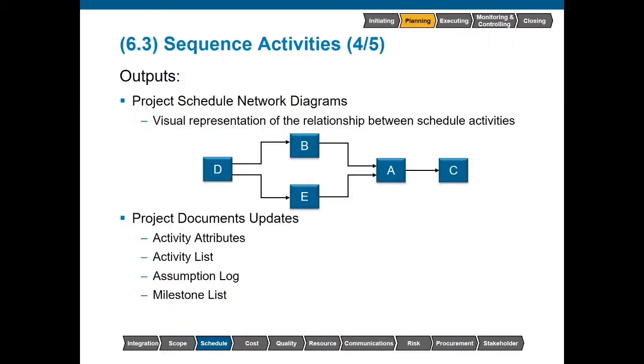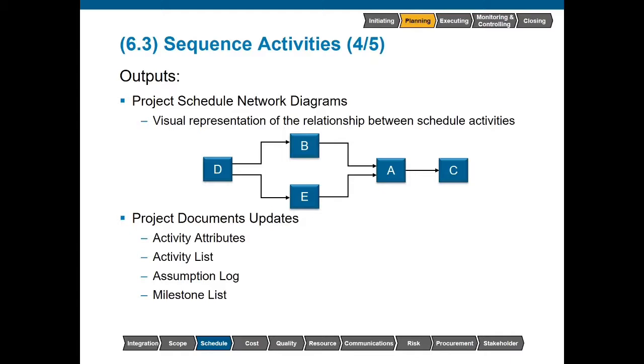The outputs from this process. We have our project schedule network diagram. So what is the relationship between the various activities that we have? And this will be the start point that we use later on to do our critical path method as we perform our forward and backward passes.